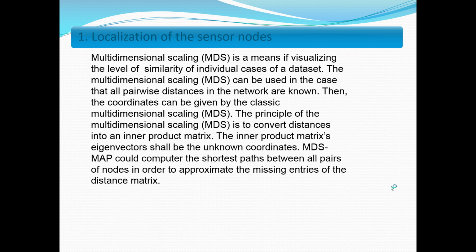The inner product matrix and the vector shall be unknown coordinates. MDS-MAP could compute the shortest path between all pairs of the nodes in order to give the missing entries of the distance matrix.